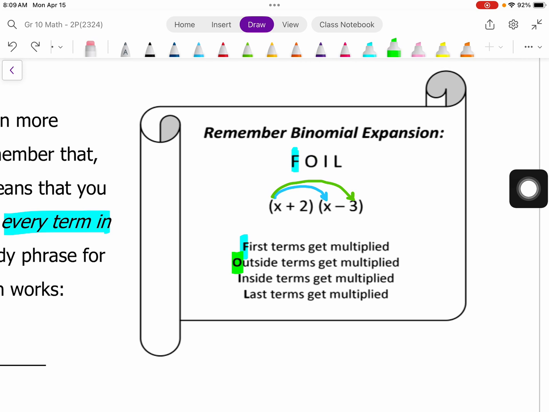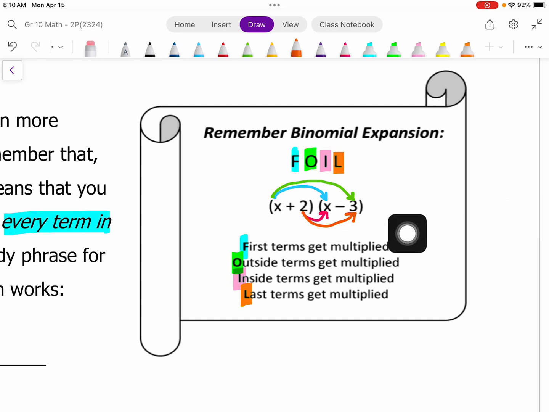And then we take our I, which is our inside, and that is over here. So if we see these as our outside terms, these are our inside terms. So the +2 multiplies by the x, and then our last terms, and that is the last term in the bracket. So the +2 multiplies by the -3. So you can use that to help you.